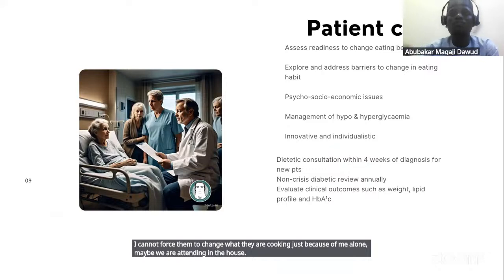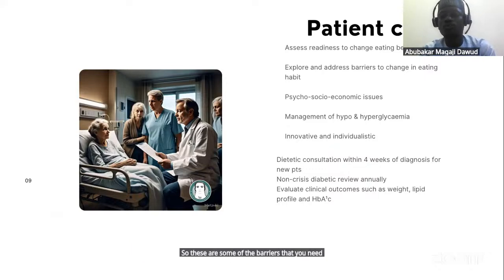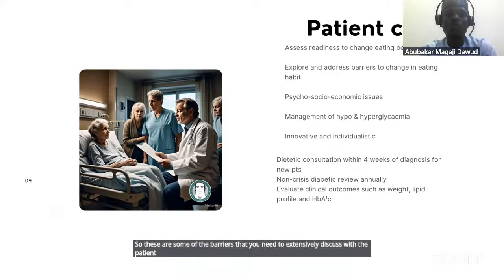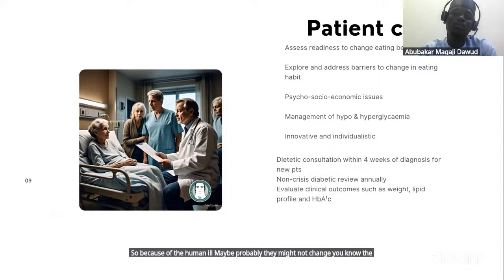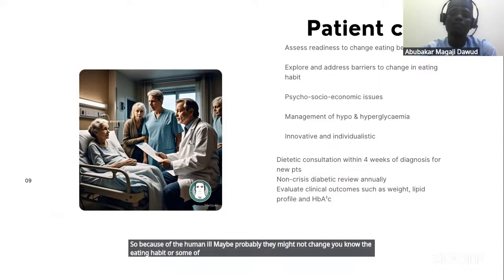So these are some of the barriers you need to discuss extensively with the patient, even some of the mothers, because some of them come from polygamous families. They have children, co-wives, children from the co-wives, and the husband. So because of the woman alone, they might not change the eating habit or some of the things they are doing in the house. These are some of the barriers you need to discuss and find solutions to, together with the patient.